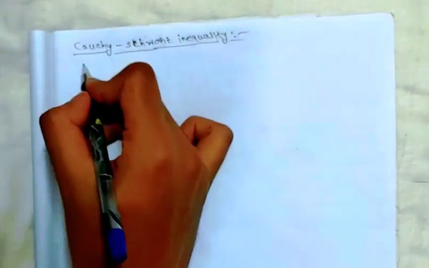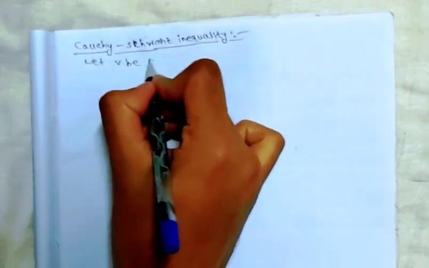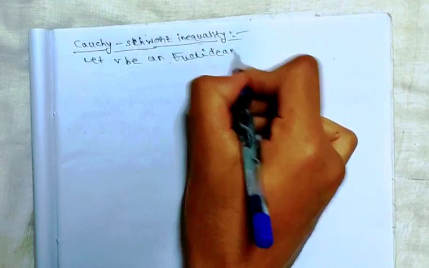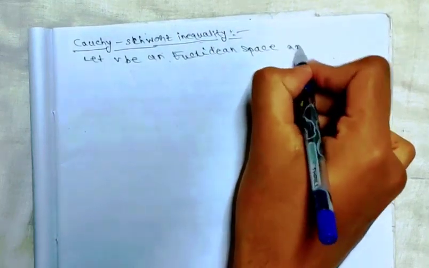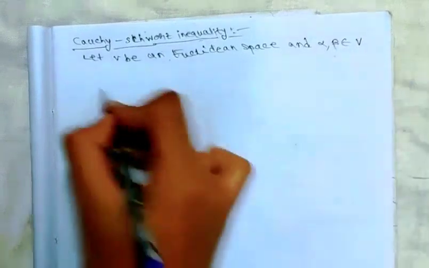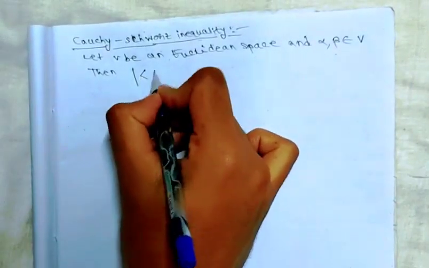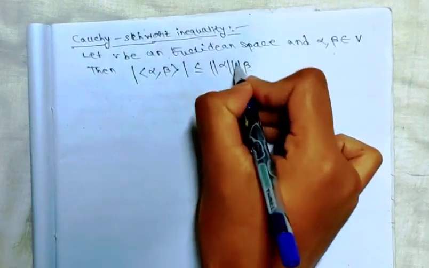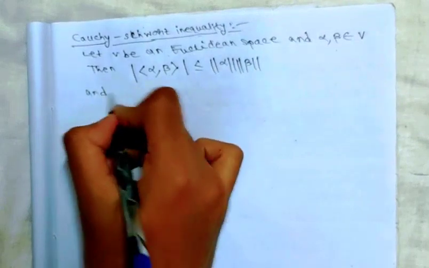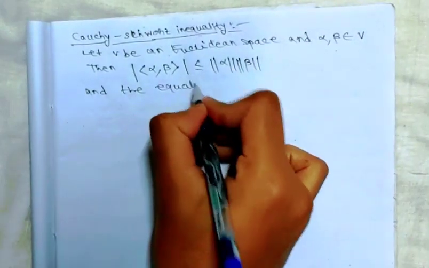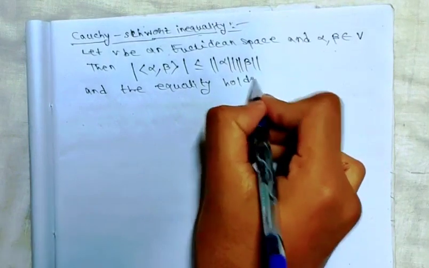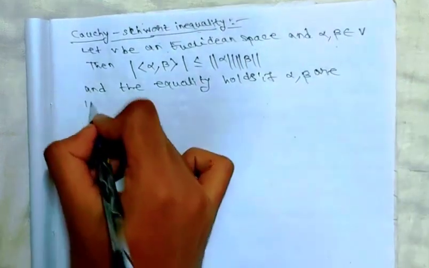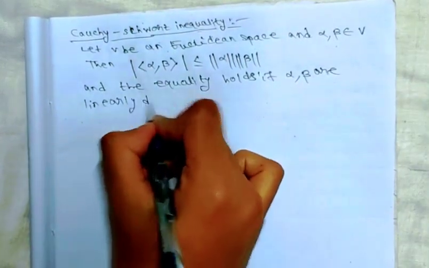Cauchy-Schwarz inequality. Definition: let V be an Euclidean space and alpha, beta belong to V. Then the modulus of the inner product of alpha, beta is less than or equal to norm alpha into norm beta, and the equality holds if alpha, beta are linearly dependent.